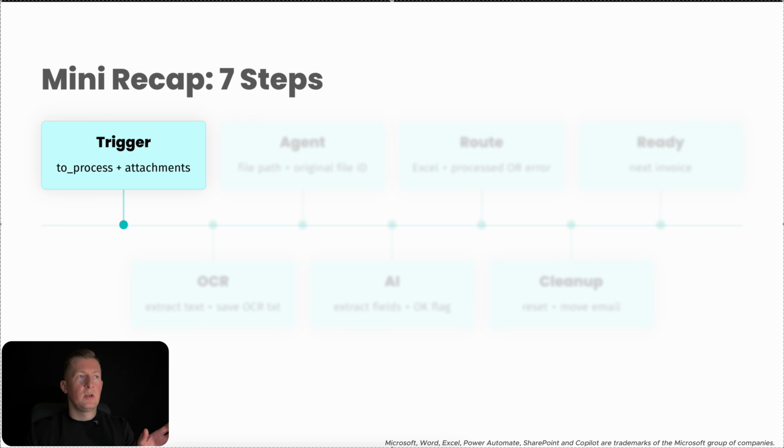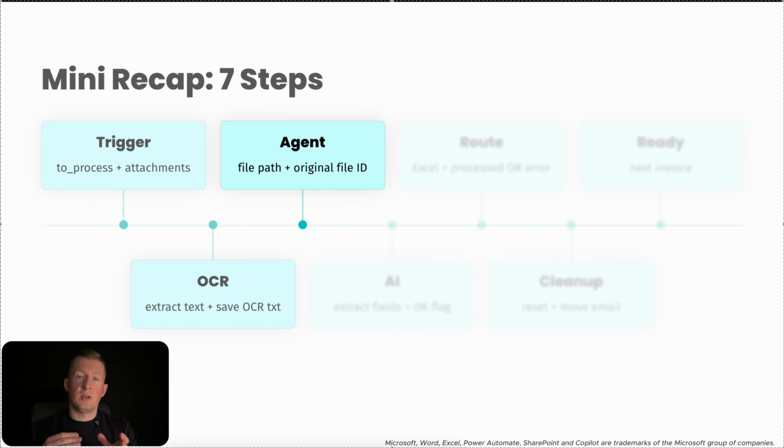We have a trigger. The emails that arrive in the to process folder with attachments will be processed. Then we have the OCR action, extracting the text with the help of the bounding box coordinates and saving it in a txt file on SharePoint. The agent gets the file path to this txt file and the original file ID of the attachment that is also stored in SharePoint from the email.